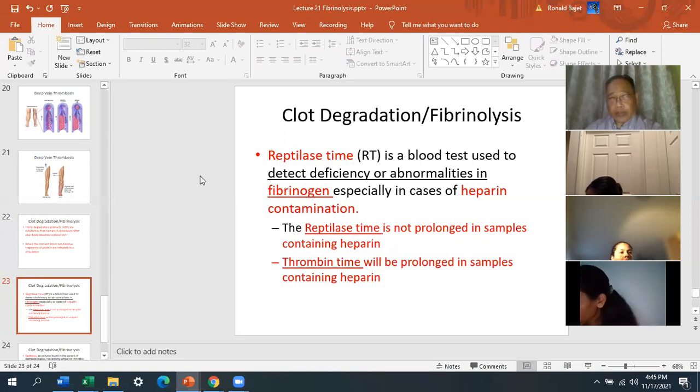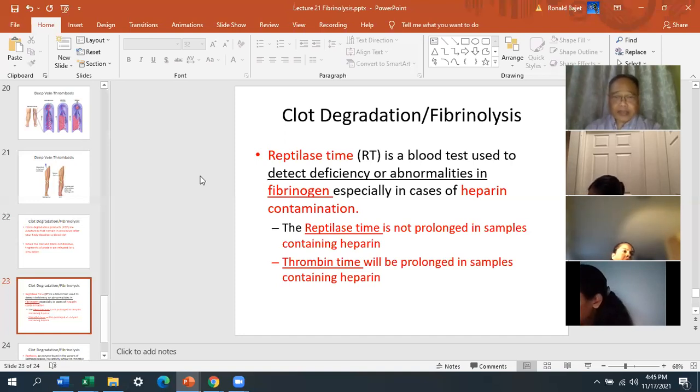And so when you report that prolonged PTT, the nurses can say, why is it prolonged? The patient's not on heparin. And that's patients in the ICU are usually on a heparin drip, or they have a heparin line. Well, if you draw above that heparin line, then you're contaminating your blood with heparin, and heparin will cause your PTT times to be prolonged.